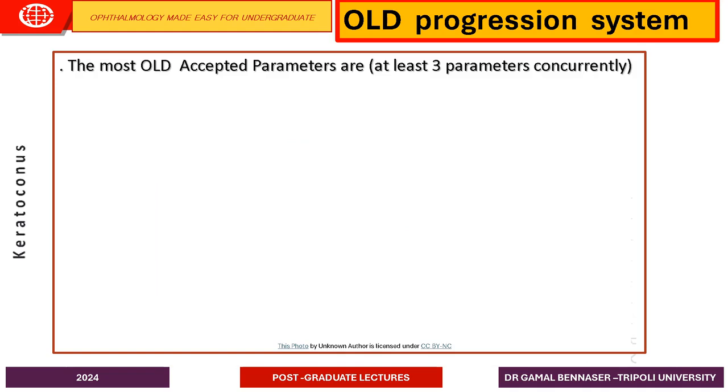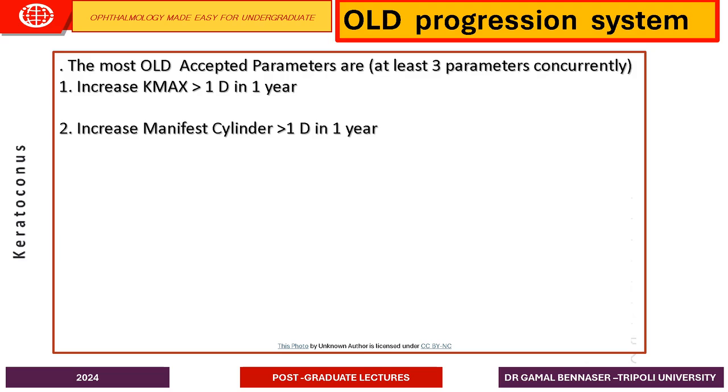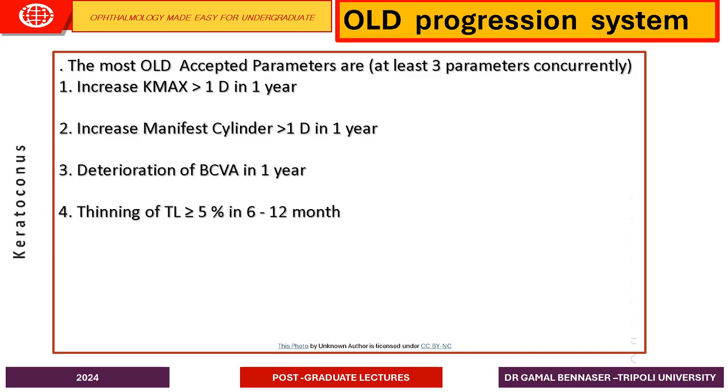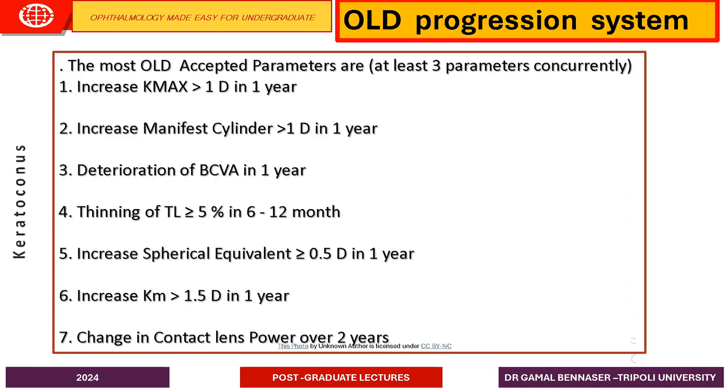Here in this slide, I will speak about some of the old accepted parameters that are used to document the progression of keratoconus, and they say that at least 3 parameters should be concurrently present. Number 1, an increase in the Kmax of more than 1 diopter in 1 year, or an increase in the manifest cylinder of more than 1 diopter in 1 year. Also, deterioration of the best corrected visual acuity within 1 year, and thinning of the cornea at the thinnest location of more than 5% in 6 to 12 months. Another is an increase in the spherical equivalent of more than half a diopter, or an increase in the mean K of more than 1.5 diopters in 1 year. And lastly, changes in the contact lens power over 2 years.